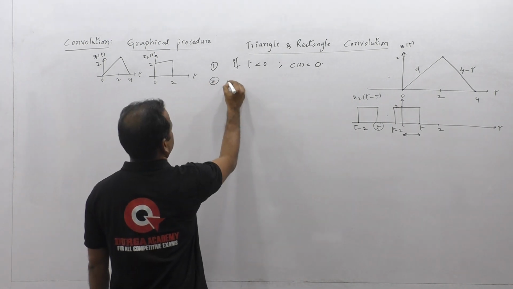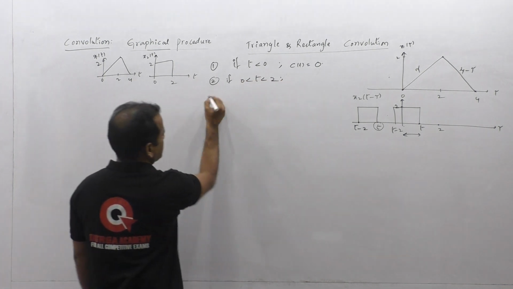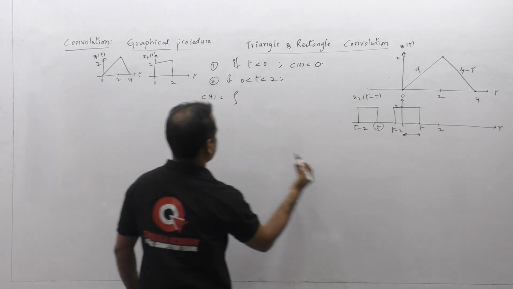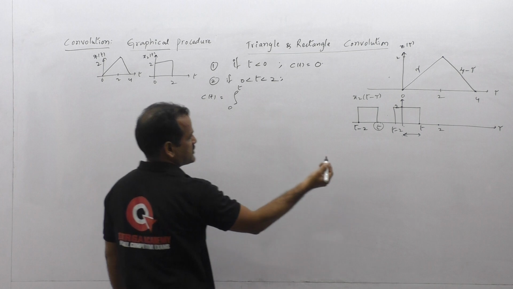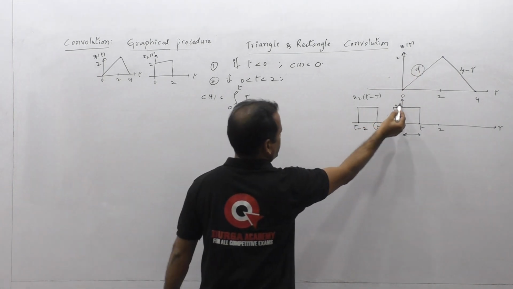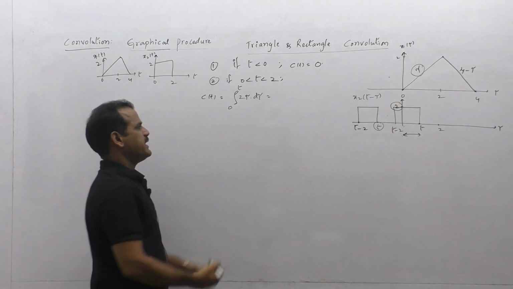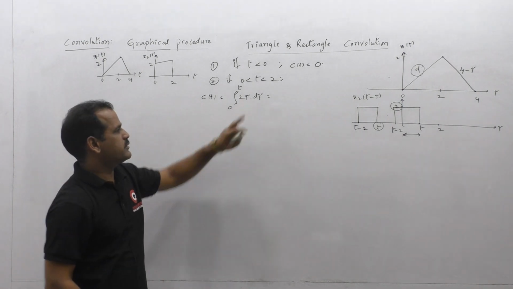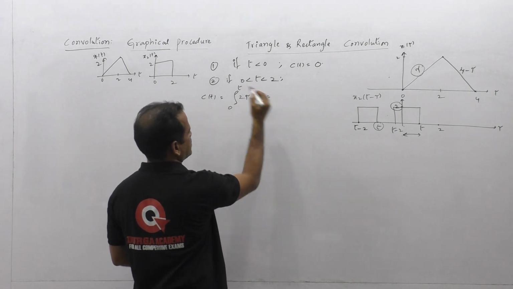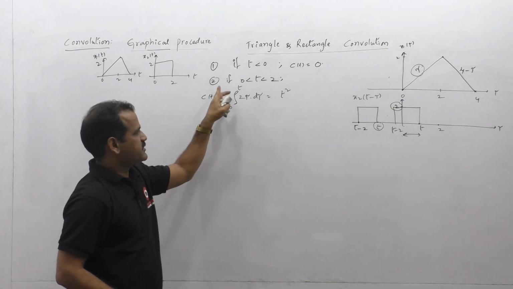Second case: if 0 less than t less than 2, the convolution c of t should be taken over the non-zero interval 0 to t, over which the first function is tau and the second function has amplitude 2, so the integral of 2 tau d tau. If you integrate this 2 tau with respect to tau, after substitution of the limits we get tau square by 2, the 2 gets cancelled, and t square remains. So t square is the convolution result for the second case.